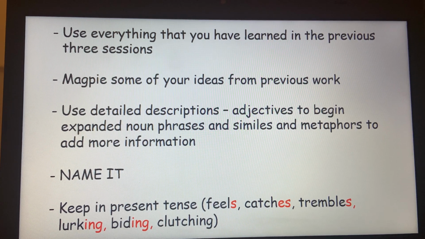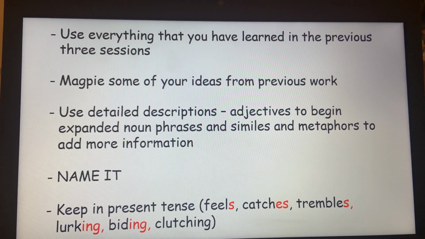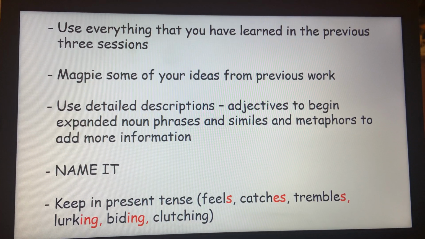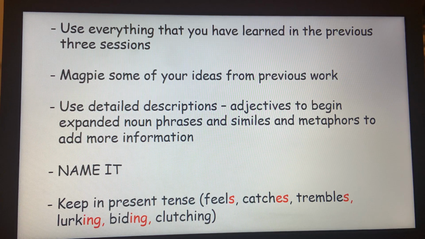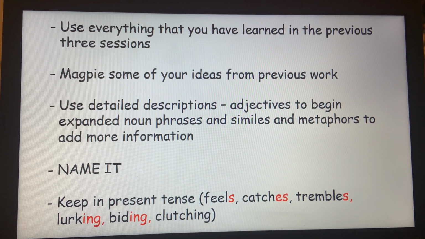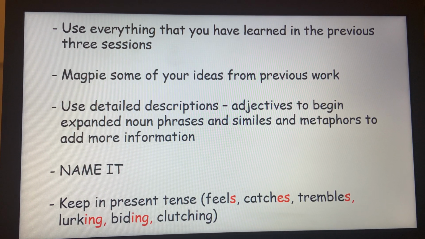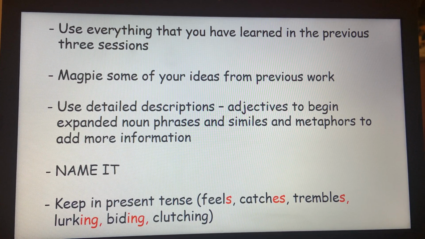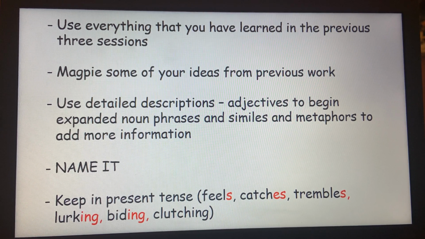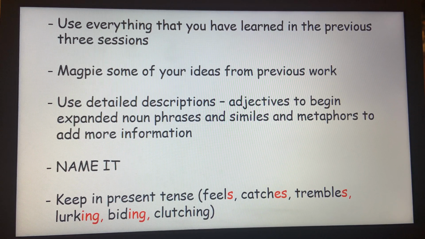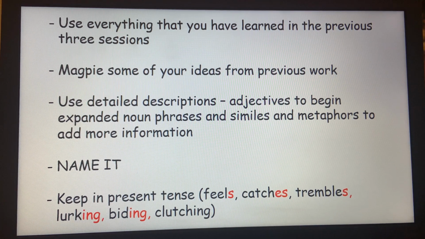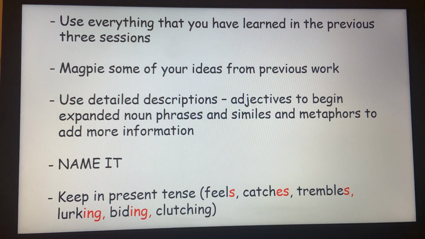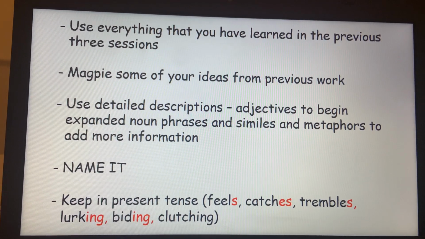Use detailed descriptions, so don't forget adjectives to begin expanded noun phrases, and then similes and metaphors to add more information. Name it. I didn't just say a cloud, I said a cumulonimbus cloud, which is a storm cloud for lightning and thunder, and obviously the sky goblins were clinging on to forming lightning bolts. And then keep it in the present tense. So these were examples of words: feels, catches, trembles, lurking, biding, clutching. In the context of the sentences, it's present tense that you need to be using.